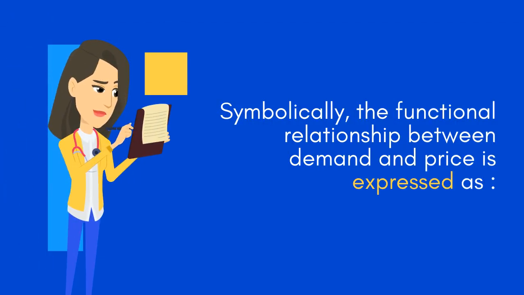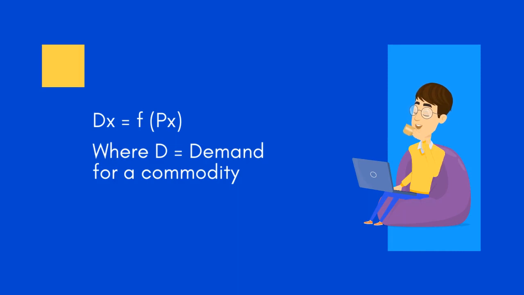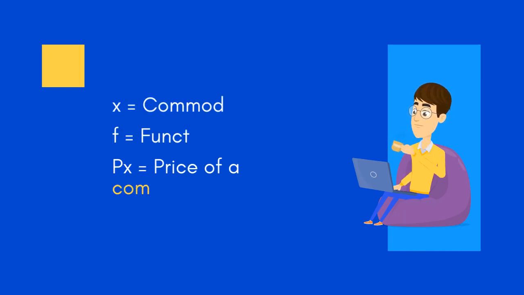Symbolically, the functional relationship between demand and price is expressed as Dx = f(Px), where D = demand for a commodity, x = commodity, f = function, Px = price of a commodity.